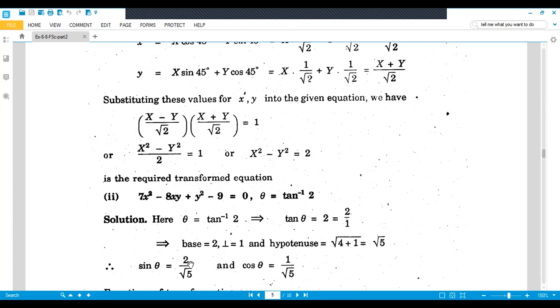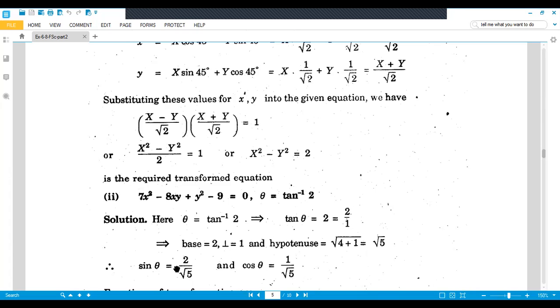this is perpendicular over hypotenuse. So no, base is not 2, base is 1 and perpendicular is 2. By mistake it's written wrong. Base is 1 because tangent theta is perpendicular over base, so perpendicular is 2 and base is 1, so by mistake it's written base 2 and perpendicular 1.